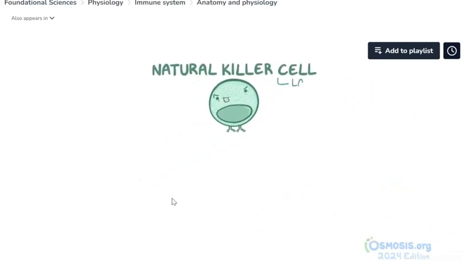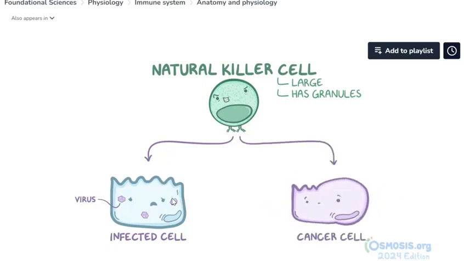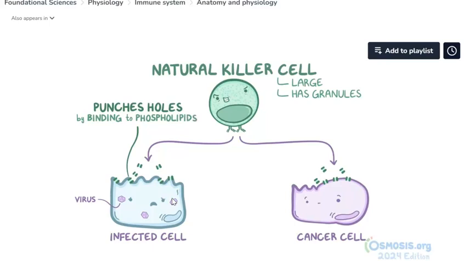Natural killer cells are large lymphocytes with granules, and they target cells infected with intracellular organisms, like viruses, as well as cells that pose a threat, like cancer cells. Natural killer cells kill their target cells by releasing cytotoxic granules. These granules contain molecules that punch holes in the target cell membrane by binding directly to the phospholipids and creating pores, and release some molecules that get inside the cell and cause target cells to undergo apoptosis, which is a type of programmed cell death.